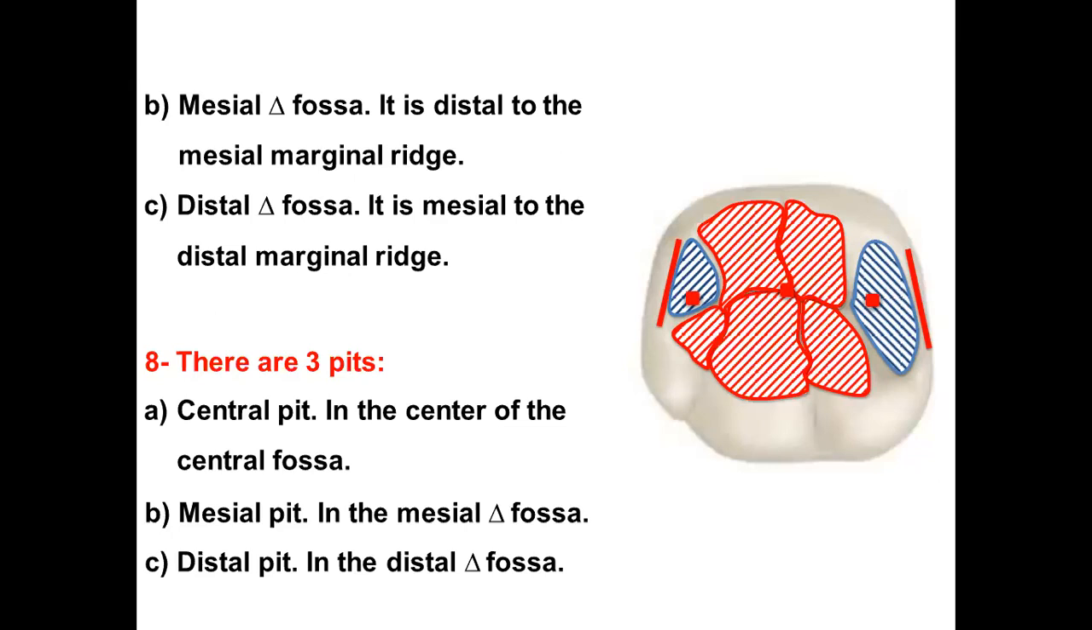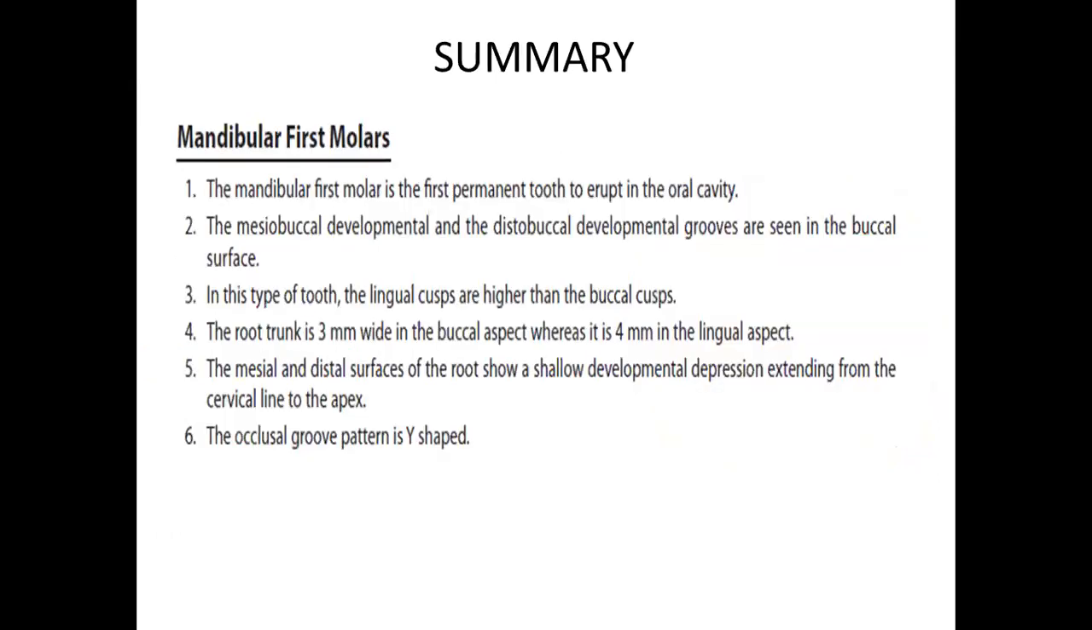So in the anatomy we can appreciate 5 cusps, 4 developmental grooves, 3 fossas, followed by 3 pits. These pits are the deepest point of these fossas. This is a central pit which is located in the center of central fossa, then mesial pit in the mesial triangular fossa, distal pit in the distal triangular fossa.